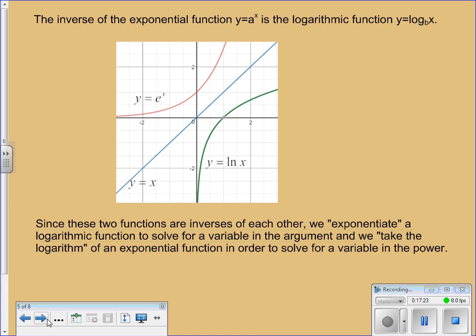And the next slide, please. Okay, the inverse of the exponential function y equals a to the x is the logarithmic function y equals log base a of x. Sorry, typo, my bad. I gotta fix that. So I have an example here of y equals e to the x, y equals the natural log of x. Those are inverse functions. That's why I use one to solve the other and vice versa.